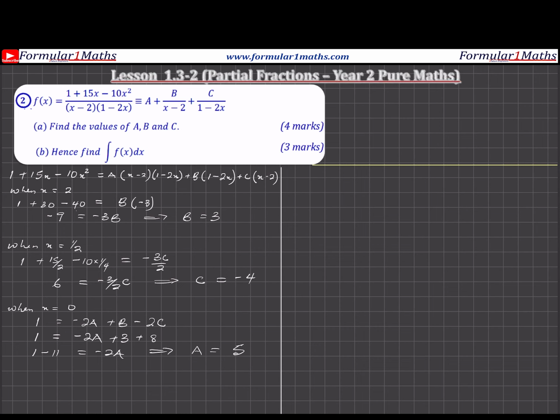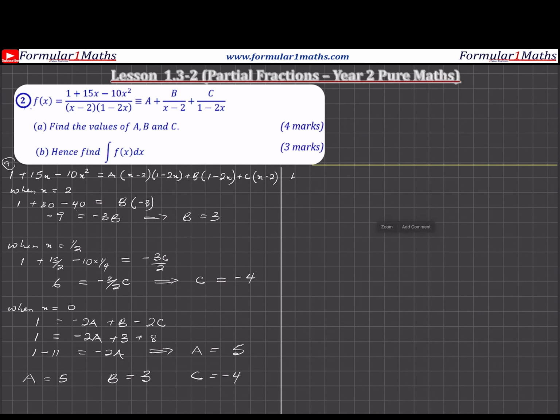So the values of a, b, and c are as follows. a is 5, b is 3, and c is minus 4. And so that's for part A.